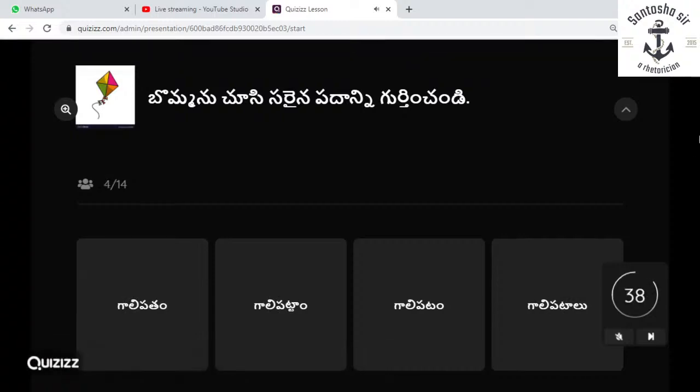So look at the picture and pick the right spelling. So maybe it is just now we finished Sankranti. It should be very easy for you. I hope you will not make any mistake. So for every question you will have 30 seconds. So read the question and choose it wisely.